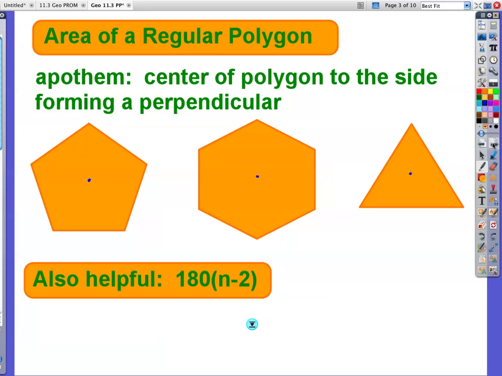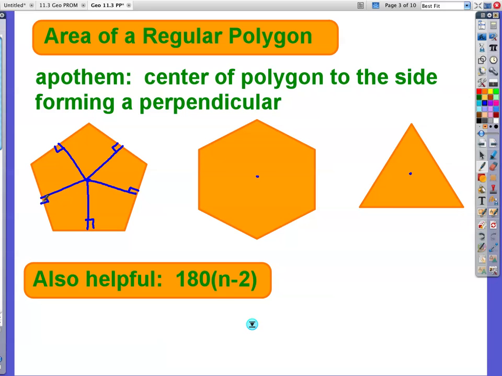Here's what it looks like. You go from the center to the side. It forms a 90-degree angle. It cannot go anywhere else on this. You can't have it over here because then it's not going to form a 90-degree angle. You can't have it go over here. It's not going to form a 90-degree angle. It has to go center to the side so that it forms a 90-degree angle. So I'm going to draw in all of the, what are those called again? Apothems.